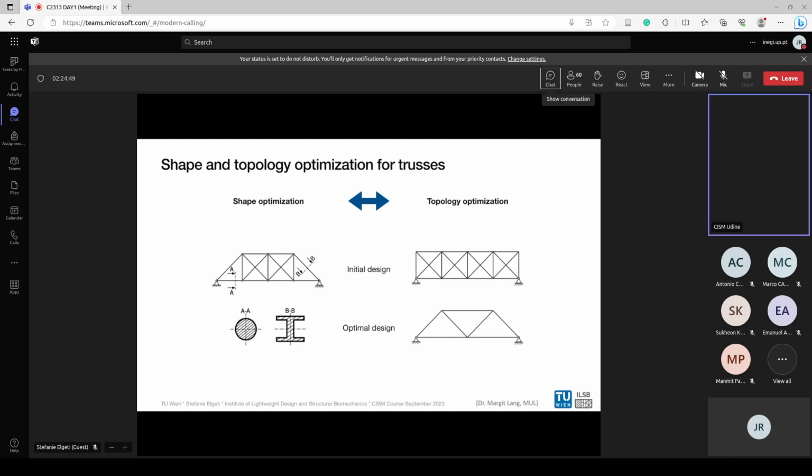If we look at some pictures, so these are trusses. This would be an initial design. In shape optimization, we can just modify the shape of this truss, so the size or the shape, but the number of beams here is fixed. Whereas in topology optimization, I have some initial number here, and then I can actually remove some of the beams.